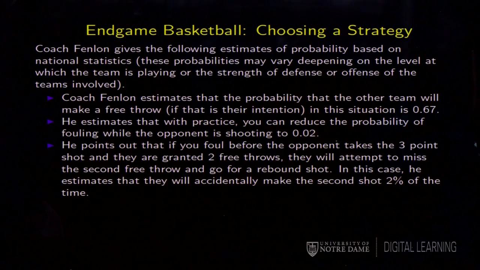He also points out that if you foul before the opponent takes the 3-point shot, they'll be granted 2 free throws. And 2 free throws is not going to be enough to win the game for them. So they're going to try to miss the second free throw and go for the rebound. And in this case, they might actually accidentally make the second free throw, and he estimates that that's going to happen 2% of the time.